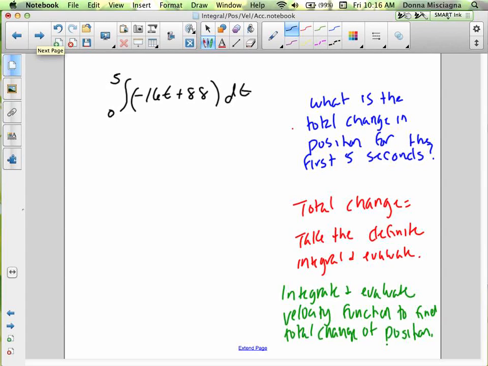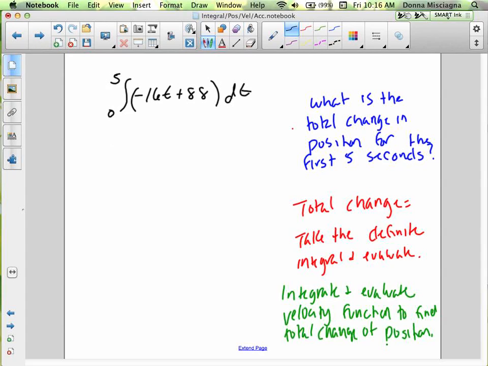All right, so total change in position. To get the total change, take the definite integral and evaluate. You're going to be integrating and evaluating the velocity function to find total change of position. If you wanted to find total change of velocity, you'd integrate the acceleration function and evaluate that one. All right, so let's integrate.